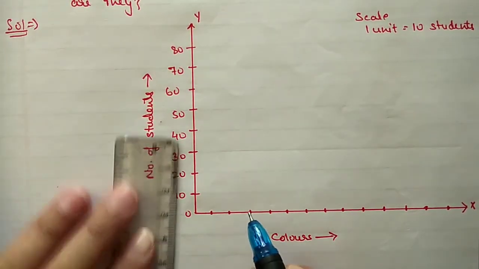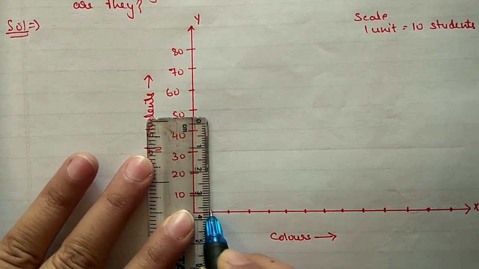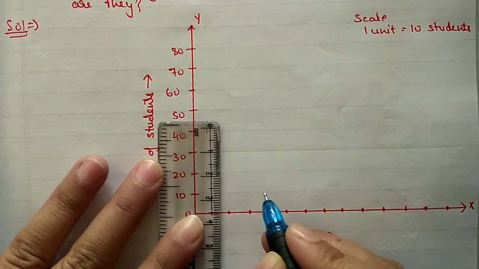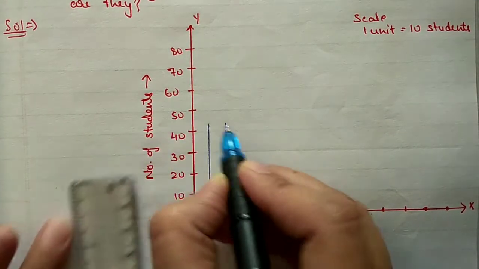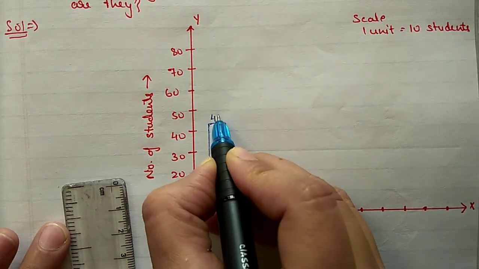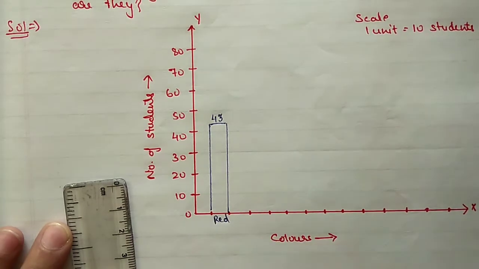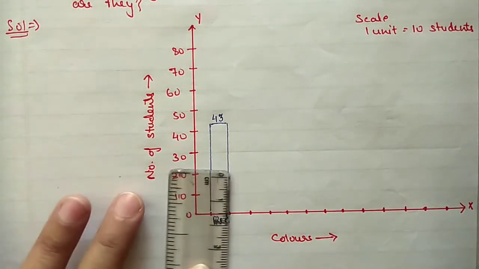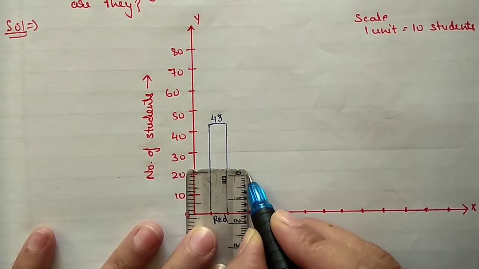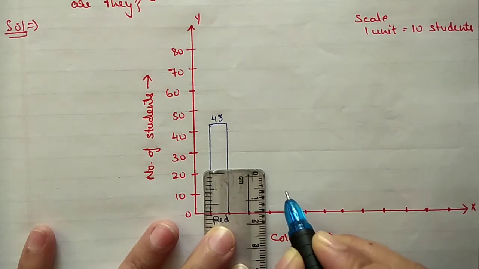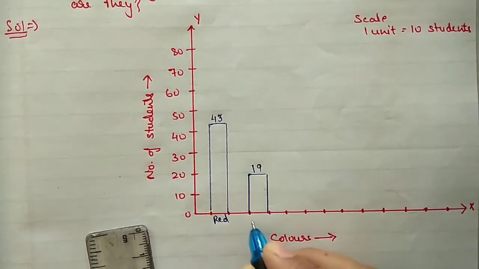First we will represent the first color, red, 43 is the number of students. So first leave the first space and represent 43. After 40 you have to take nearly 3. On graph sheet you can represent it properly, on plain sheet it will come average only. So 43, this is for red color. Second color we have green, 19. So leave one block and then draw for 19. 19 will come a little below 20. This is for green color.